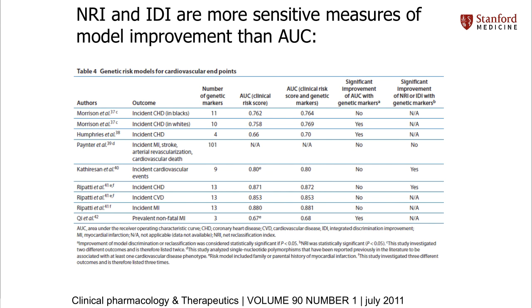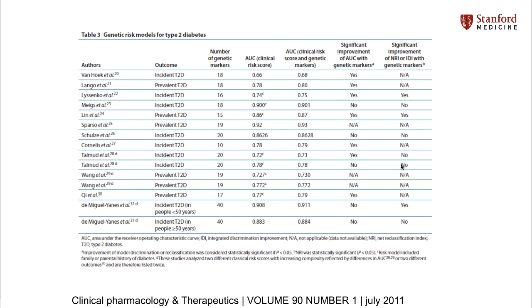This just shows that the NRI and IDI are indeed more sensitive measures of model improvement than the area under the ROC curve. So somebody compiled a bunch of cases to compare those different statistics. You can see an example here where adding some genetic markers, the area under the ROC curve stayed at 80%, but the NRI or IDI did show a significant improvement for those genetic markers. And there's lots of examples of that in this table.